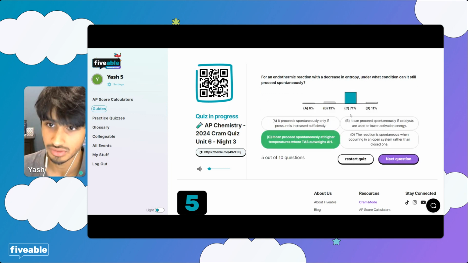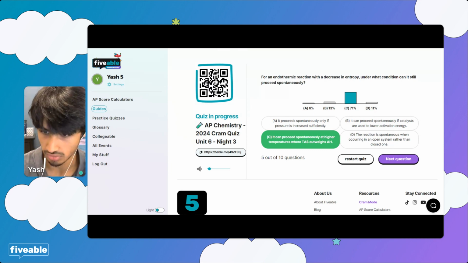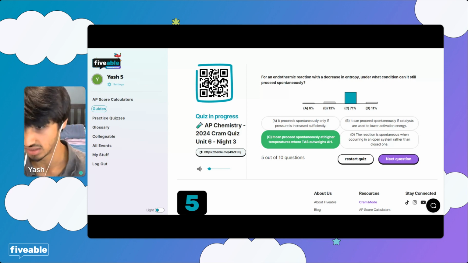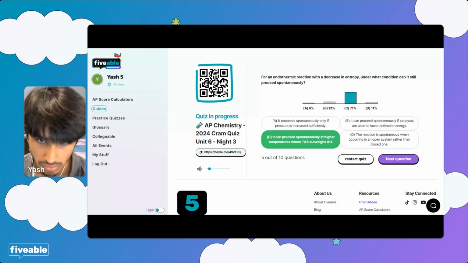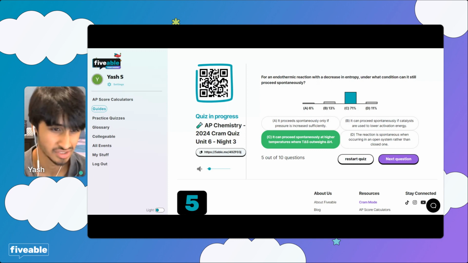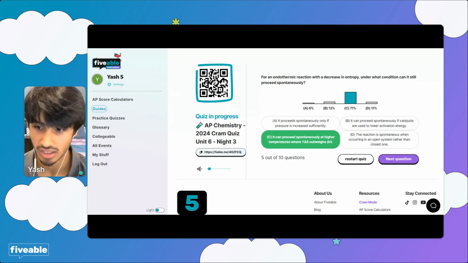Wow, looks like you guys did really well on this one. Yeah, so remember, for a reaction to be spontaneous, it has to have negative delta G. And delta G, I'll put in the chat, equals delta H minus temperature times delta S, right? So if you had high temperature, let's just say that's an increase in entropy for the purpose of the question.